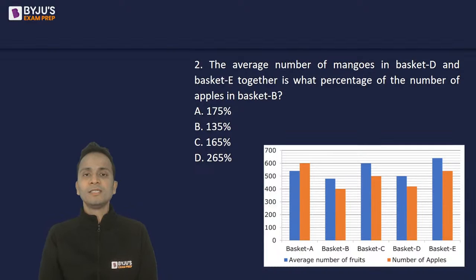Now, the question is, the average number of mangoes in basket D and basket E together is what percentage of the number of apples in basket B?